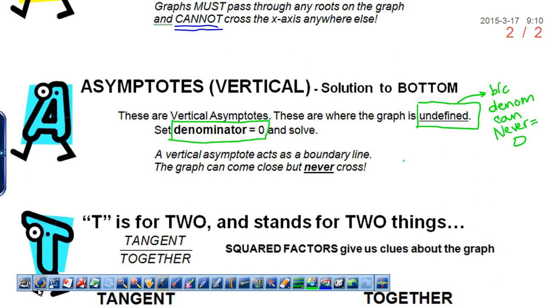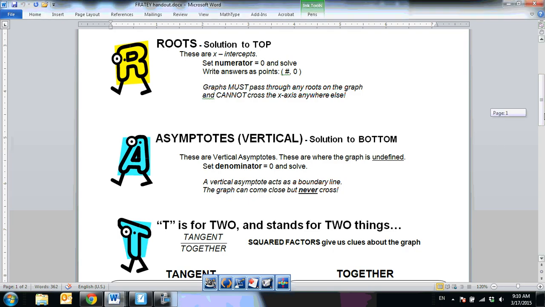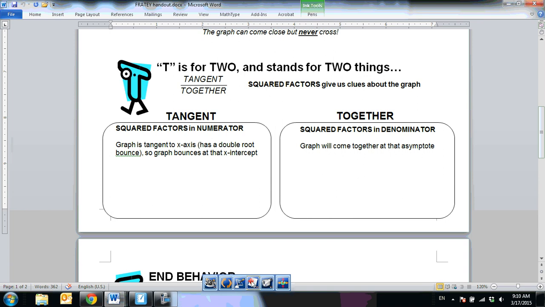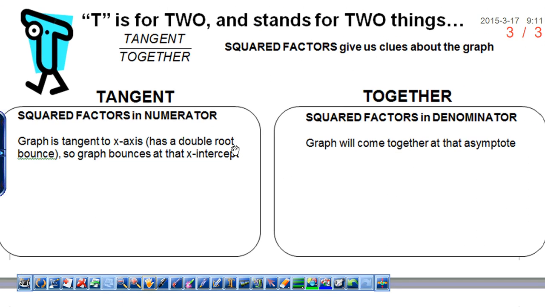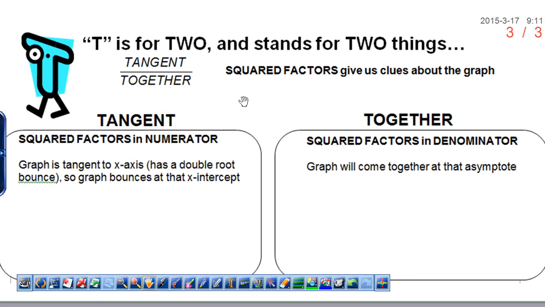Okay? T is going to stand for 2 different T's. Tangent and together. Okay? So let's talk about what that means. These tangent and together are going to come up anytime you have a squared factor. Now remember, we practiced factors a lot the week before spring break, right? So I know that a factor is something like x minus 3, right? So if that factor is squared, it's going to create a tangent or a together. What would be another example of a squared factor?